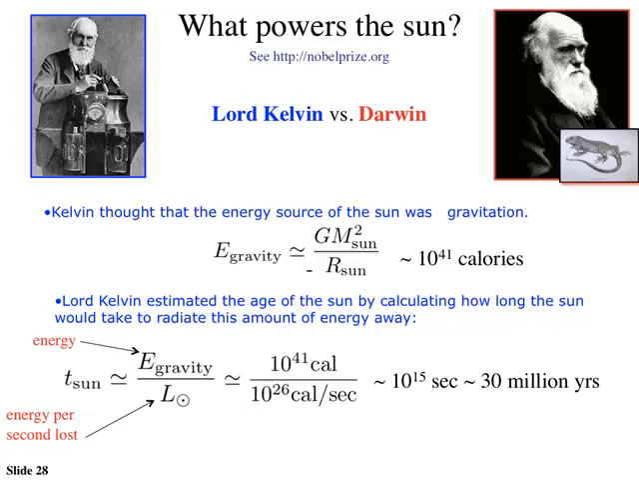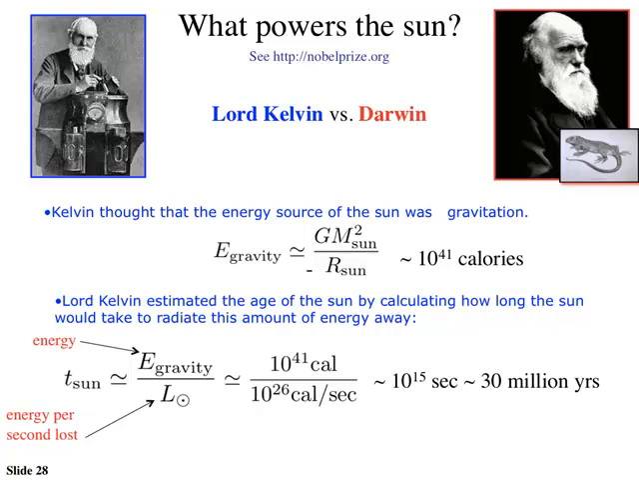Okay. And in fact, he can figure out how much energy the sun has based on pretty simple physics of gravity. So the gravitational energy of the sun, it turns out, you can derive it from Newton's laws. It's Newton's constant, the same G that occurs in Newton's law, times the mass of the sun squared divided by the radius of the sun. All this stuff was known. And he estimated it to have a total energy of 10 to the 41 calories.